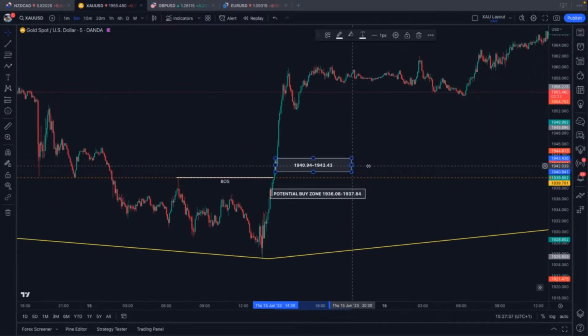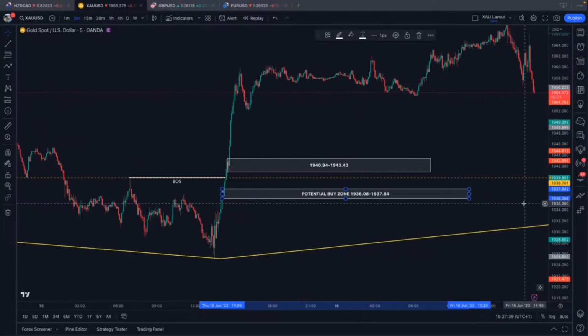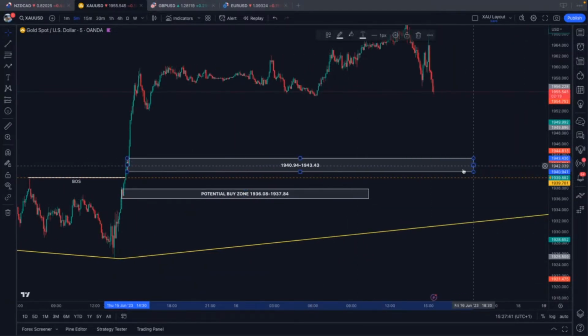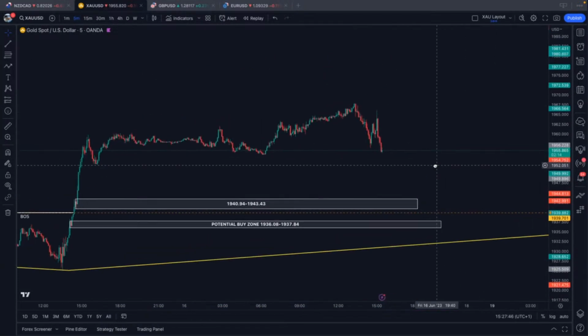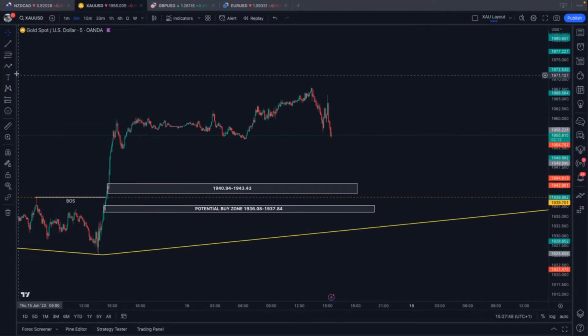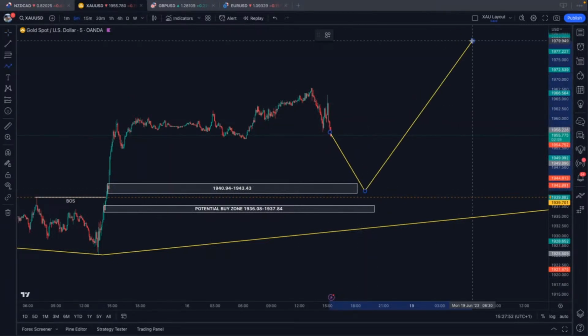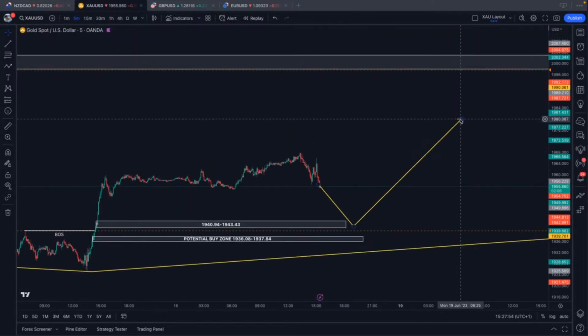So marking these out, I'm just going to pull these all the way down and across. Because what we wanted to see now is price to trade down and into this. Let's say if it comes and trades into this one, we want to then see price trade all the way up into that.